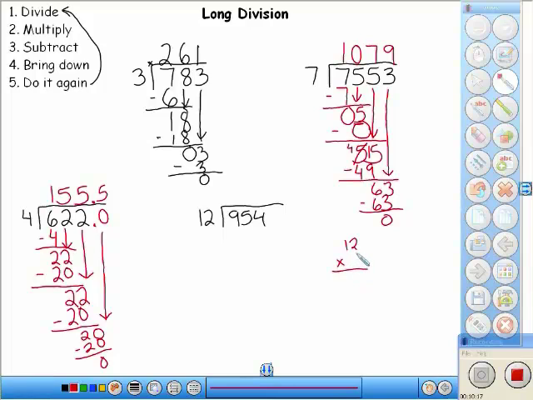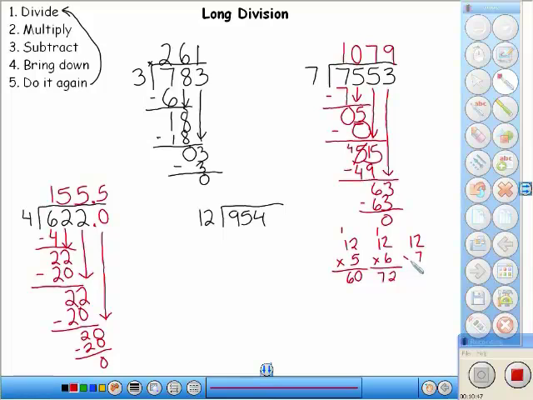How many times? I'll try a 5. 12 times 5, let's see. That's 10, carry 1, 5 plus 1 is 6, so 60. Does 60 fit into 95? Yep. Well, let's try a bigger one. 12 times 6. 6 times 2 is 12, carry the 1, 7. 72. Does 72 fit into 95? Yep, so let's keep going.